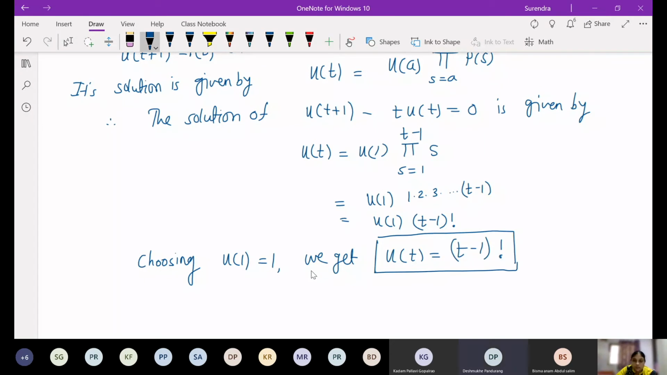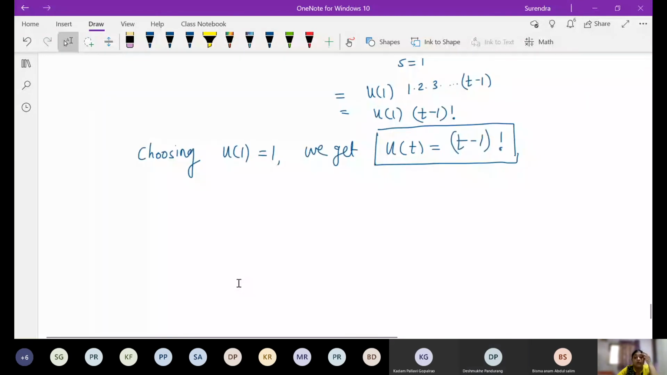Just for our convenience, u at 1 will be some constant only, so that constant I am taking as 1. Choose u at 1 is equal to 1, so that I will get u at t is equal to t minus 1 factorial. Is that okay? Yes, ma'am.